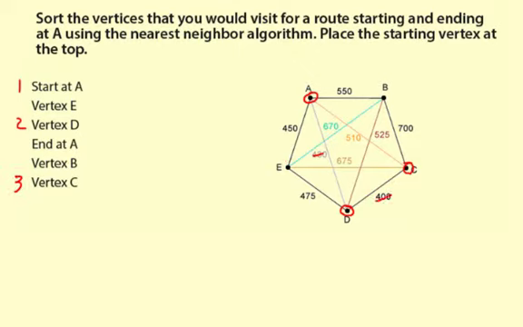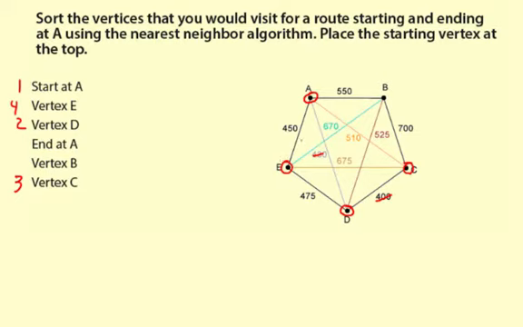Okay, now the nearest neighbor from C. Well, we have a 700. There's a 510, but we've already been to A. There's a 675 to E, and then the 400 to D. Well, we've already been to D also. So the nearest neighbor that we haven't been to already is vertex E. So that is going to be number 4.